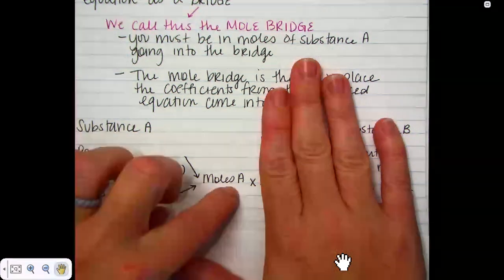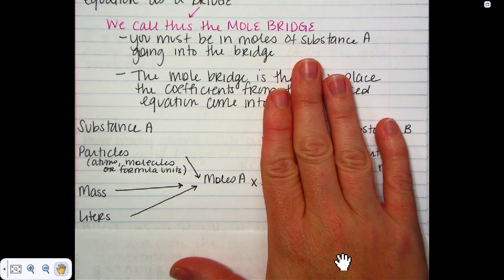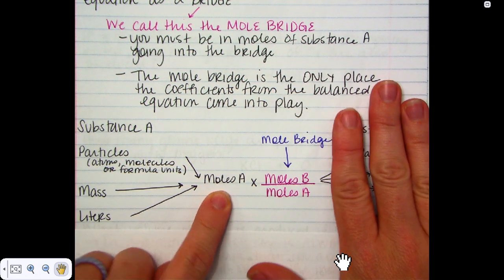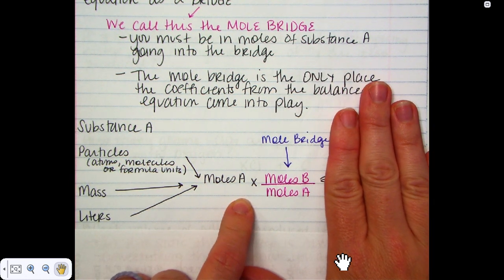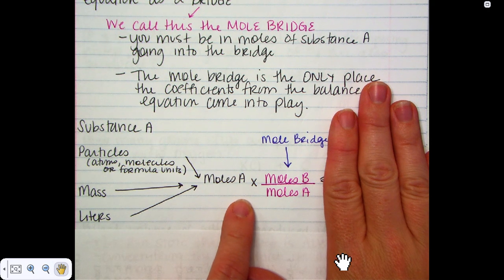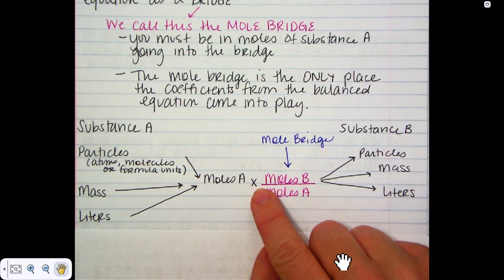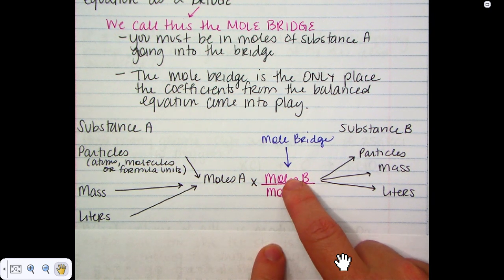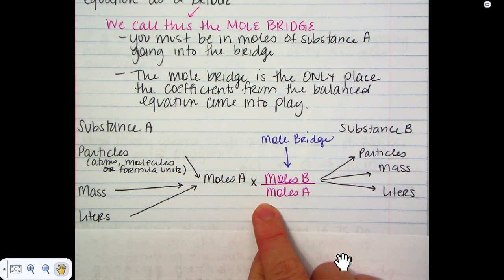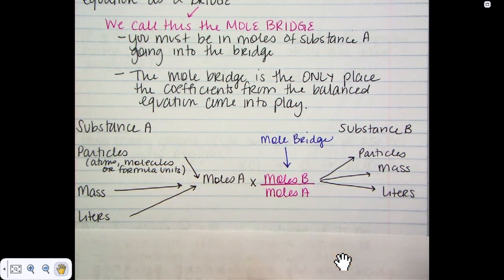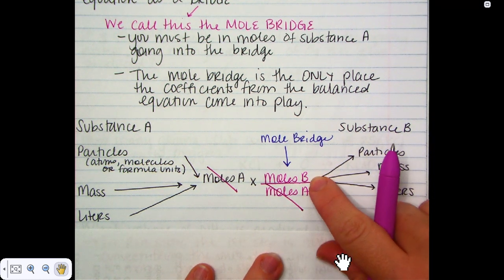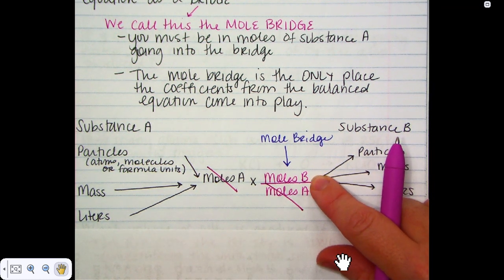Because from here to here, we're staying in the same substance. So it's essentially just compound stoichiometry. Once you're in moles, you're going to go to your balanced equation. You're going to look at the coefficients that you have. You're going to put the coefficient in front of the word mole of the substance that you're going to on top. You're going to put the coefficient next to the mole of the substance that you're getting rid of on the bottom. Once you've done that, that's going to allow the moles here and the moles here to cancel. And now you're into your new substance.